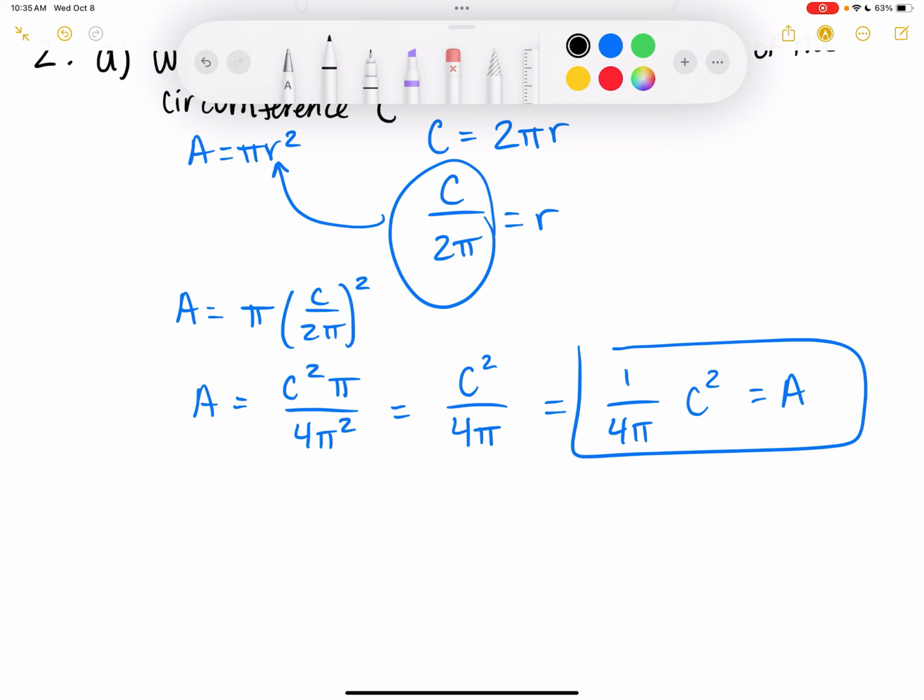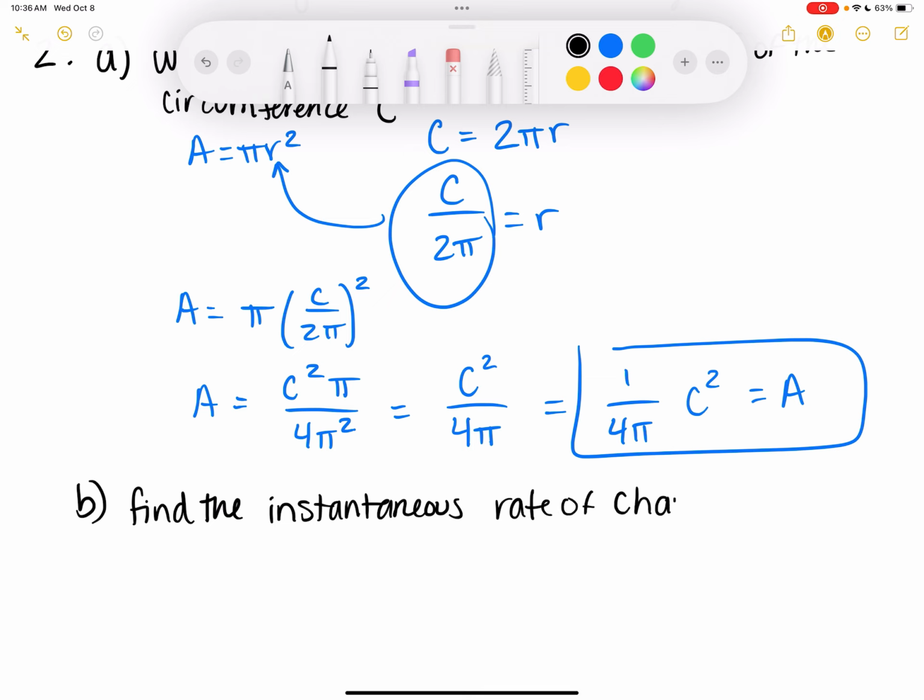Because B says to find the instantaneous rate of change. And sometimes I'll abbreviate rate of change like ROC, just so I don't have to write it out every time. So just FYI if you see me do that. Of the area A with respect to, which is what WRT is, circumference C.